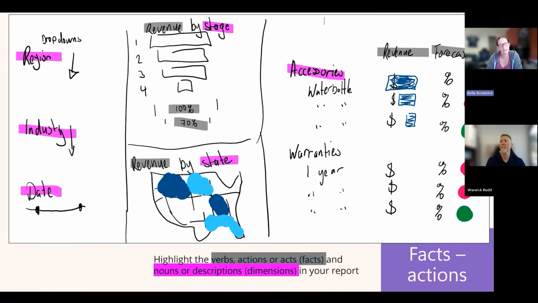But this is a really good way to flesh out what those definitions are. Do I need data from external or other data sources? And I assume, Warwick, the traffic lights are just to show whether you're above forecast or below forecast. Yeah, so that it makes it nice and simple to really stand out for us. Cool. Do I need to dive in further?